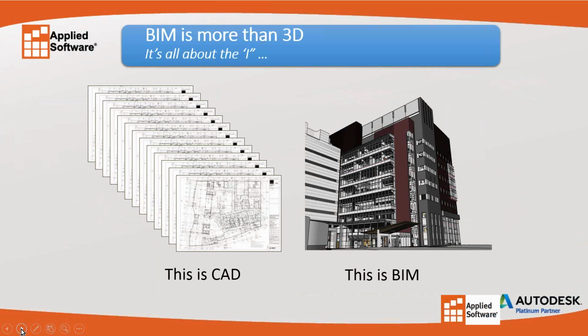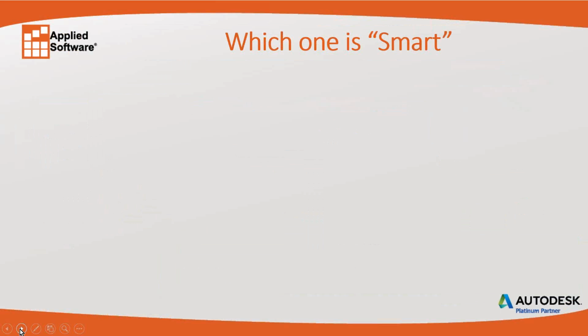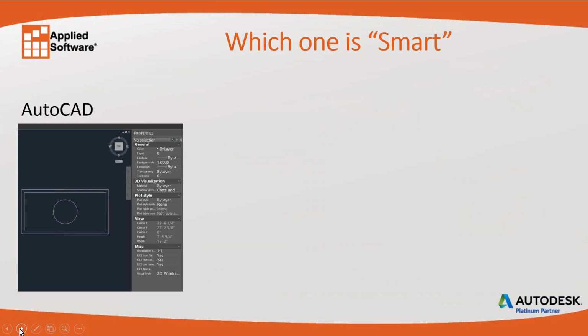So let's talk about BIM. BIM is more than 3D. It's all about the I. The I is the information. You have CAD versus a real three-dimensional model, which can be constructed. My question to you is, which is considered smart?